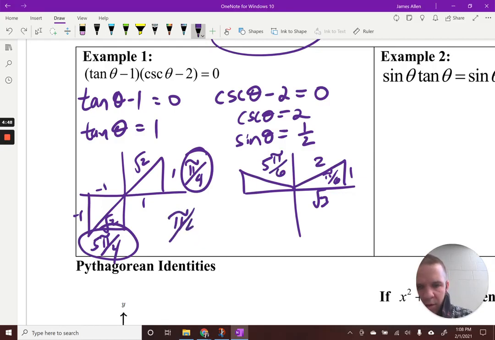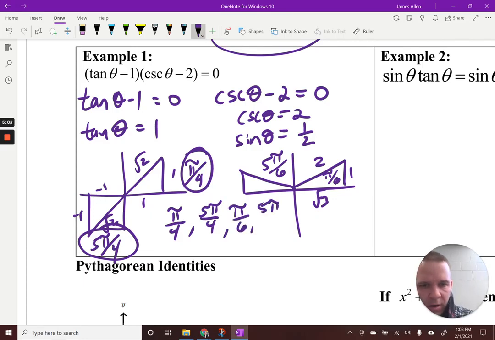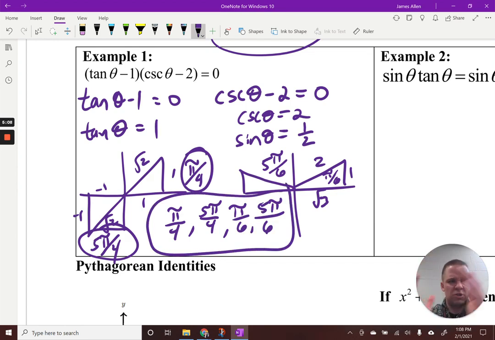I'm gonna do vertical fractions. Pi over 4. Why did I say vertical? Not slashy. 5 pi over 4. Then I have pi over 6 and 5 pi over 6. You could have listed them out in numerical order, but I guess I did this because of the two parts that it came from. That was my rationale there.